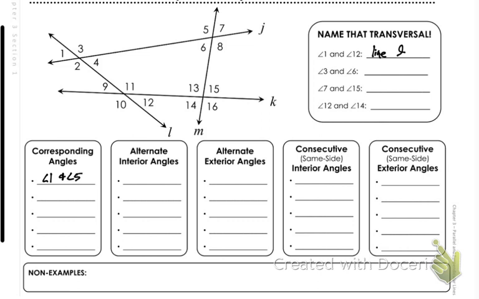Name 5 of those. Name 5 you think are alternate interior, alternate exterior, same side interior, same side exterior. And here, just name a couple that don't work. I could pick 1 and 13. 1 and 13 don't work because there's not one line that connects 1 to 13.